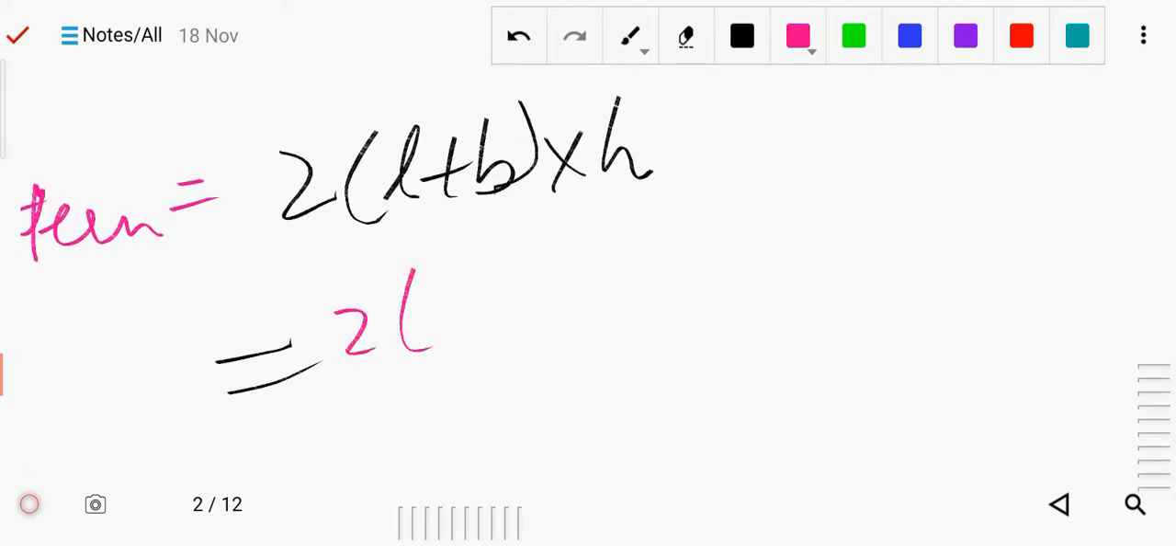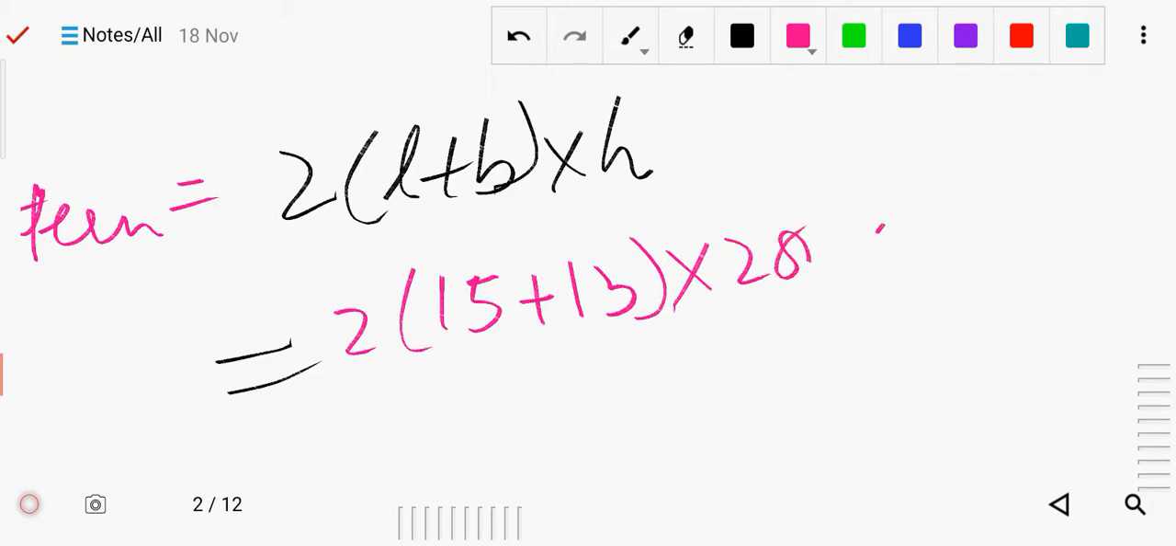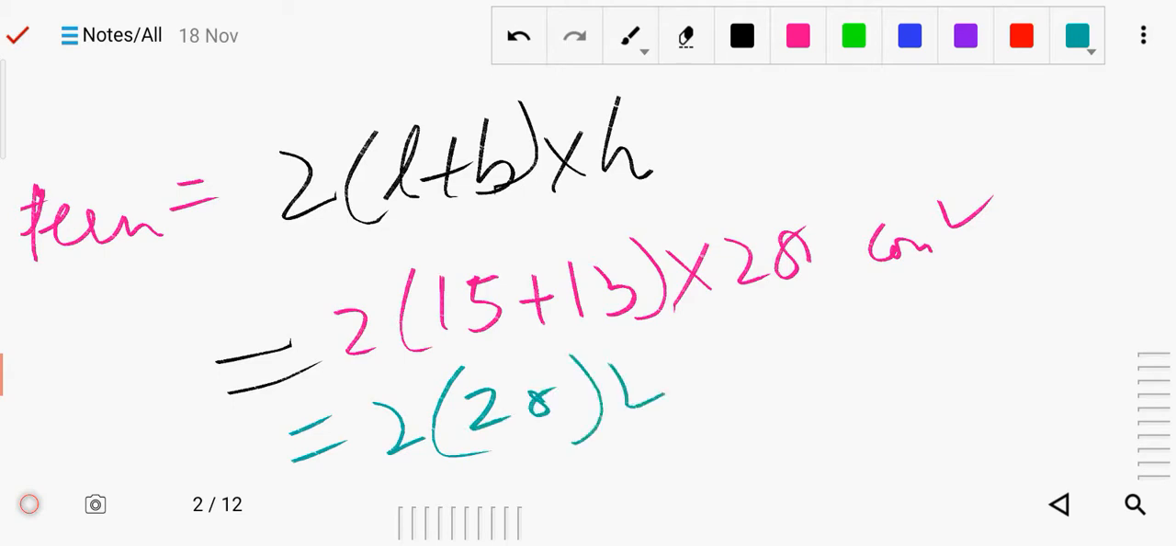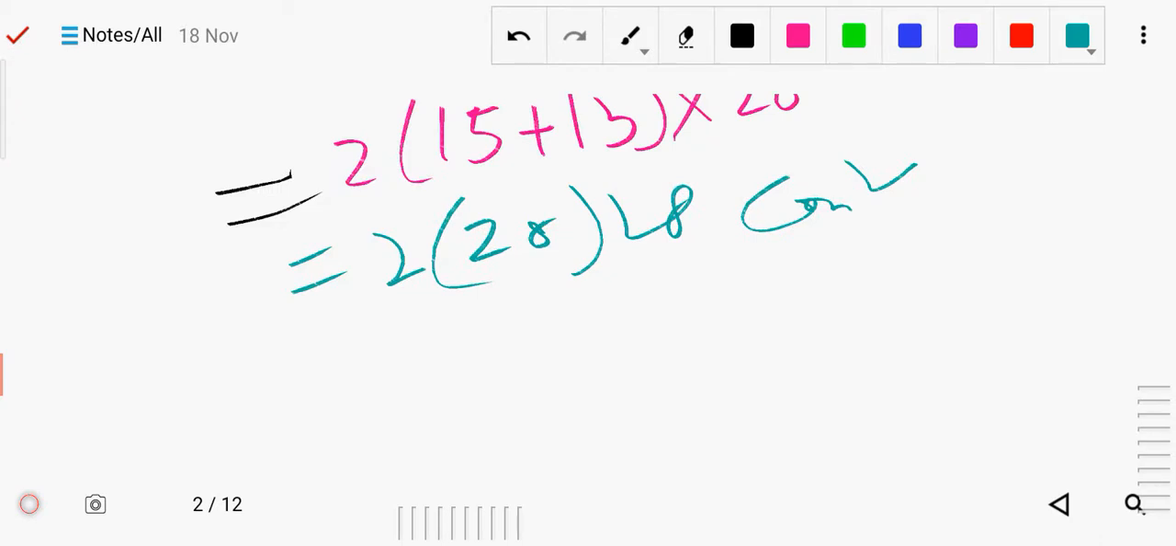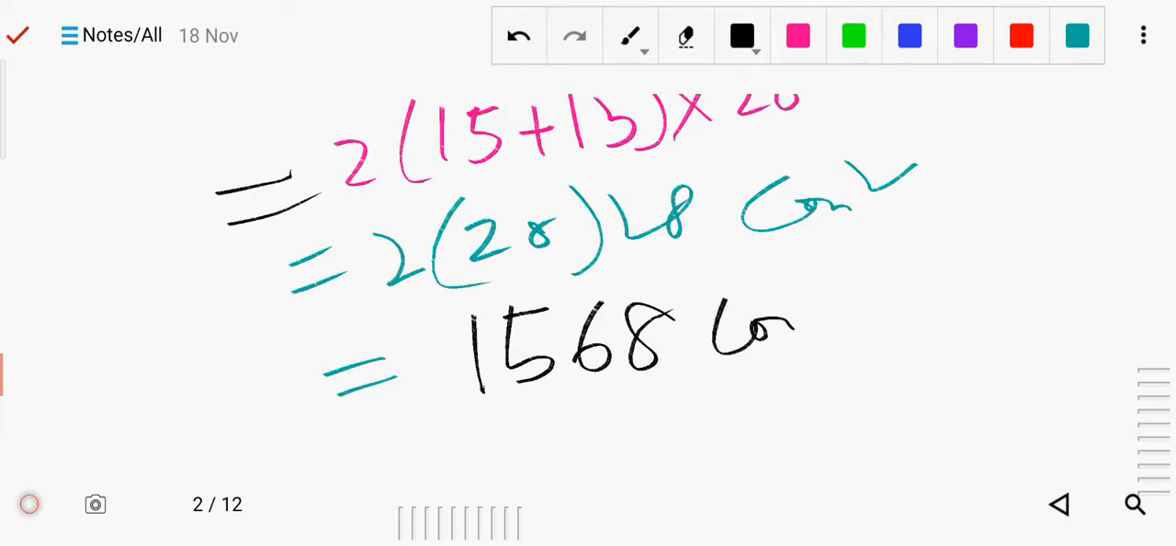So 2 into the value of L, which is 15, plus 13, into 28, and this is in centimeter square. Inside the bracket it will be 28, and outside also 28 centimeter square. Now 28 into 28 into 2 will be 1568 centimeter square. So this is the area of the paper.